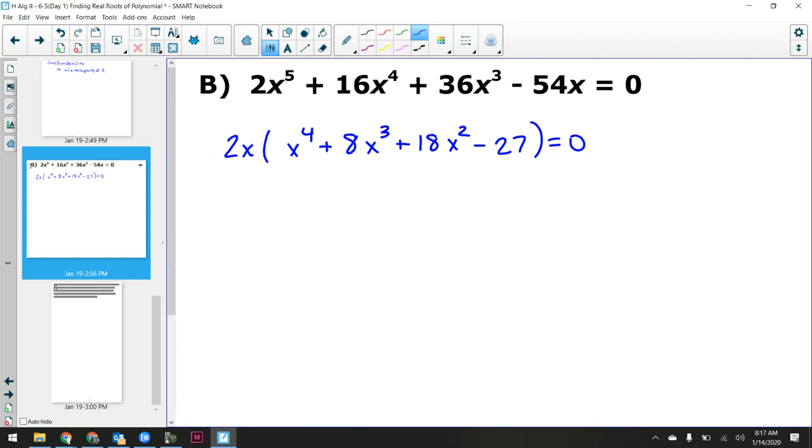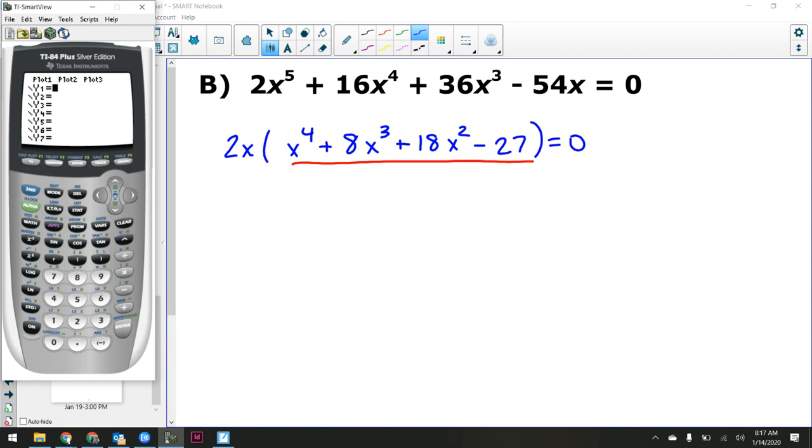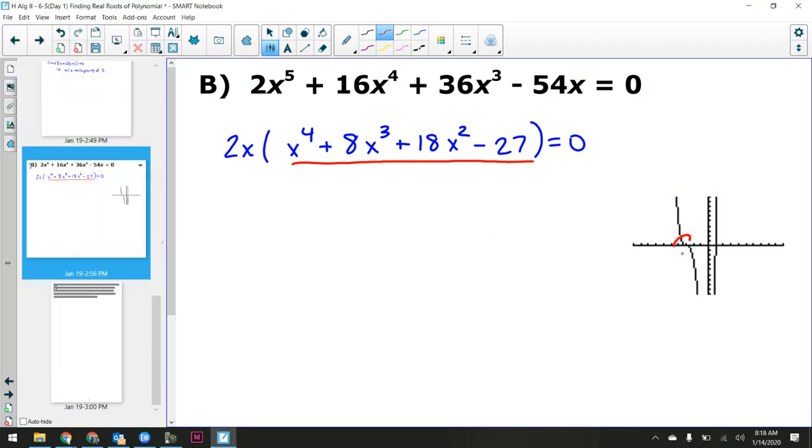Okay, now here's the deal. You keep chipping away at the big polynomial that's not factored down yet, right? 2x has already been factored out. So we want to keep chipping away at that. Let's plug in x to the 4th plus 8x cubed plus 18x squared minus 27. I see it crossing twice. I see a bend, and then I see a straight through. So that means I've got something with an odd multiplicity. It looks to be -3. And then I've got something with a multiplicity of 1. It looks like it's at 1. Would we all agree with that?